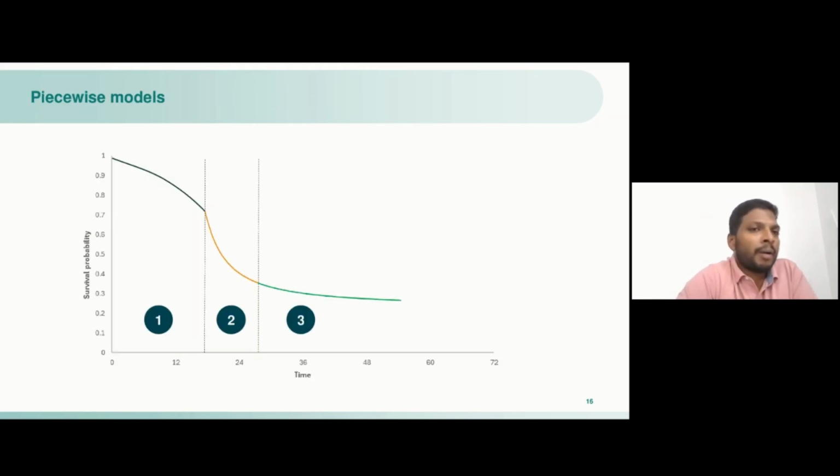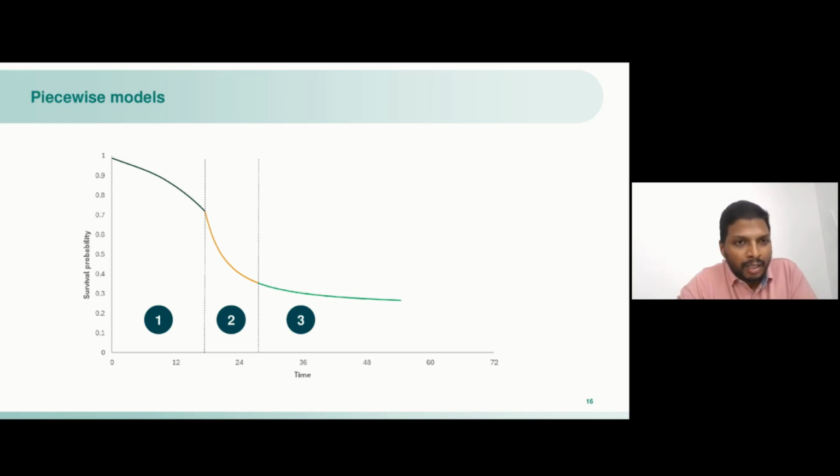So coming to the piecewise models, they are useful when fitting complex survival functions by breaking them into various intervals, and we call these intervals pieces in the current context. Each piece will be fitted by a separate model. These models can be parametric, semi-parametric, or non-parametric models.